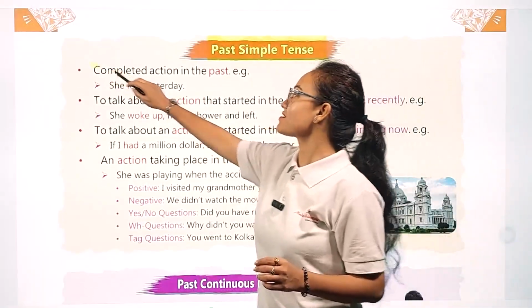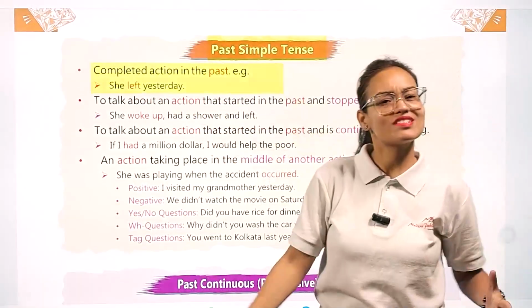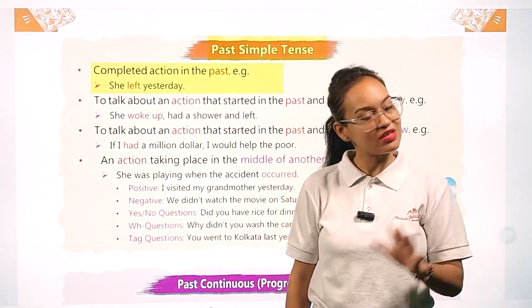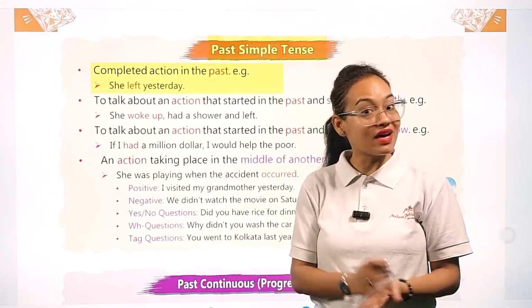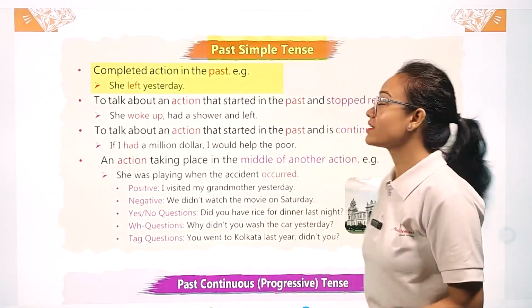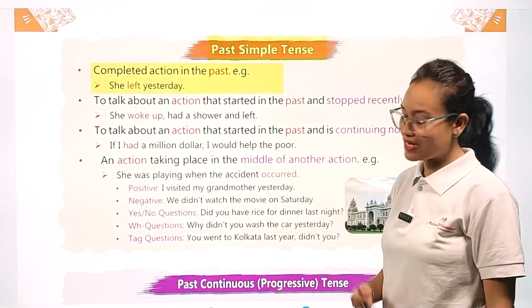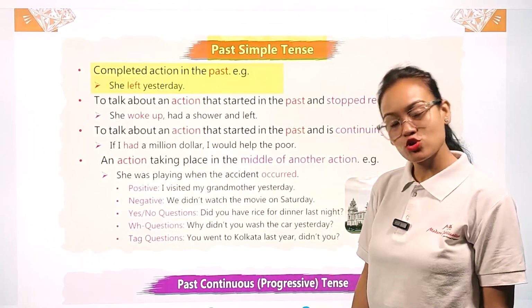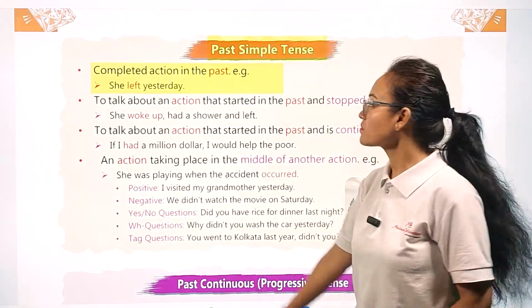Completed action in the past. Simple. What is the meaning of past tense? The action which you already completed, but in the past. Okay, the action is already performed but in the past. So all this comes under the category of simple past tense. Example, you can say she left yesterday. She already left, but yesterday.